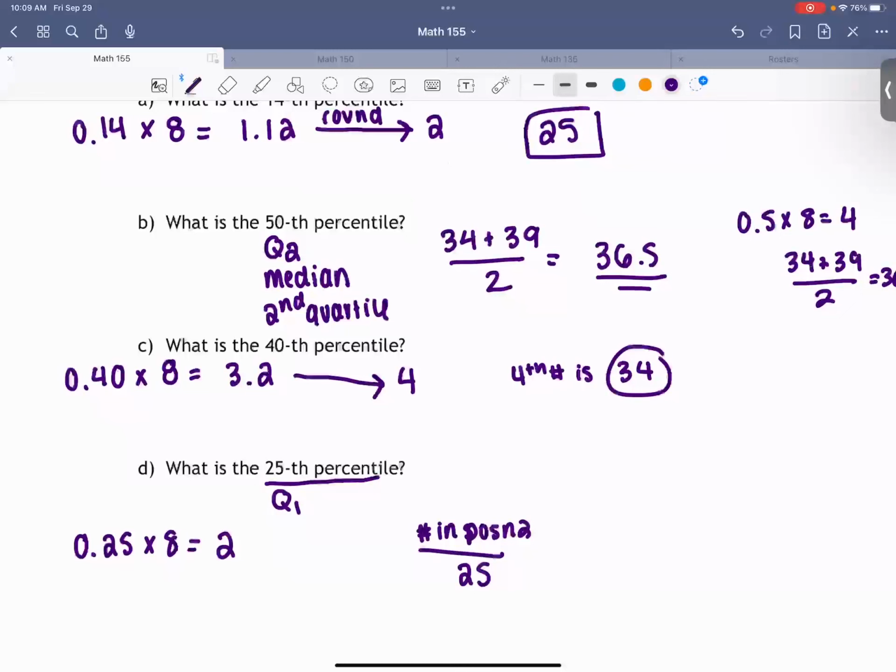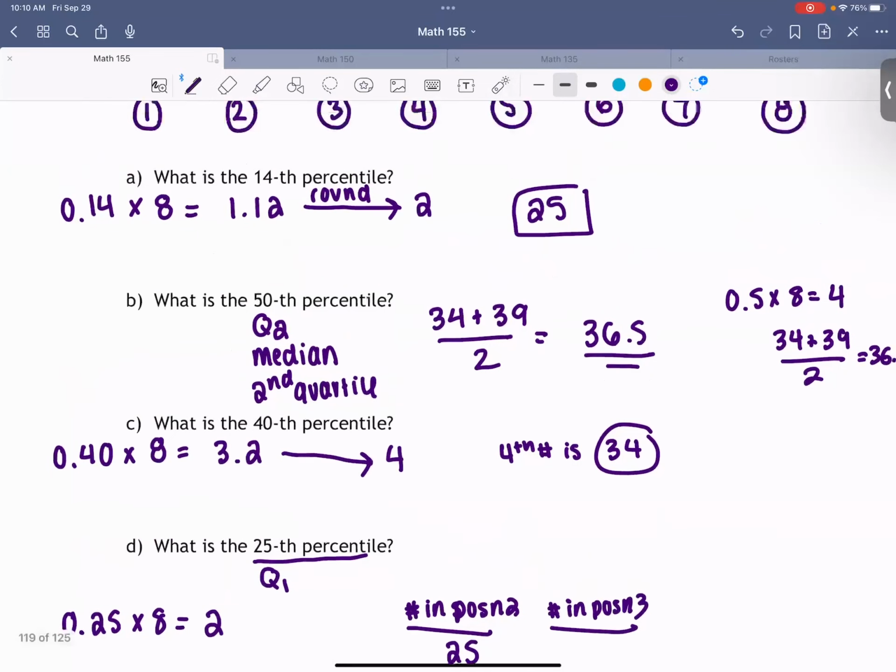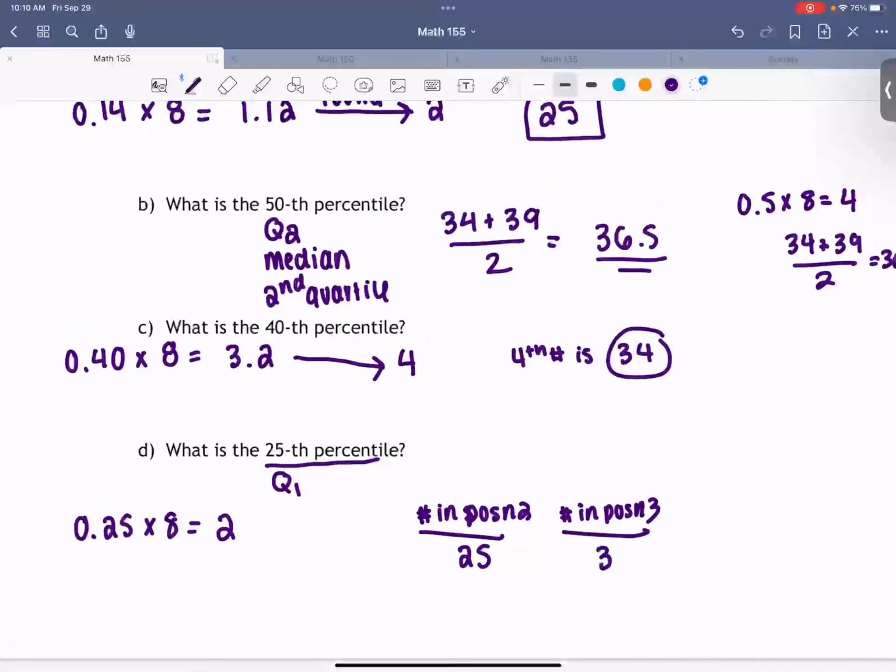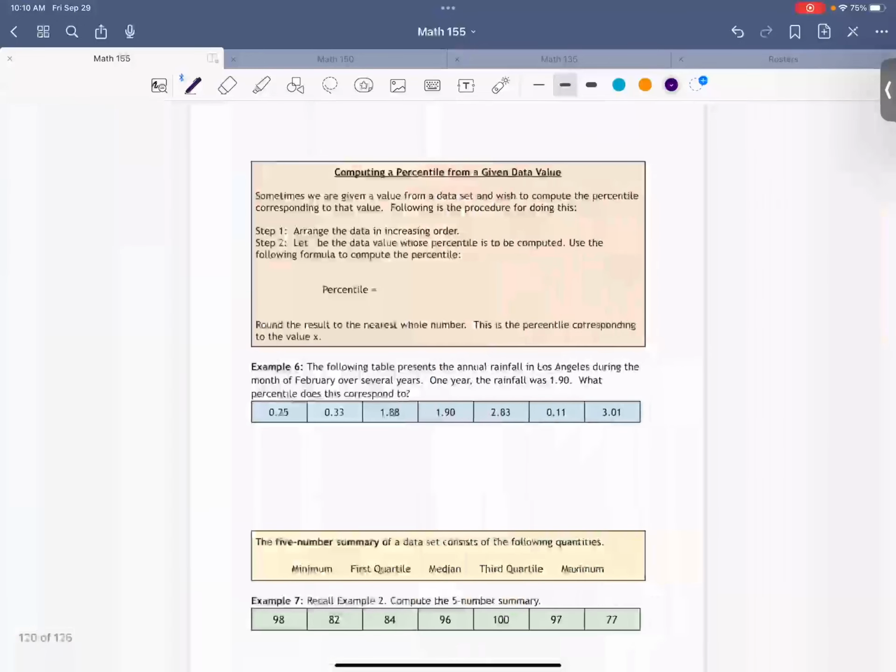What other position am I looking at? Position 3. So I have to find the number in position 3. Which number is that? 32. And I just have to find the average of these two. So I add them together, divide by 2. What is the 25th percentile? 28.5. Perfect. All right. Any questions on part D? Sounds good. All right. Let's flip over the page.